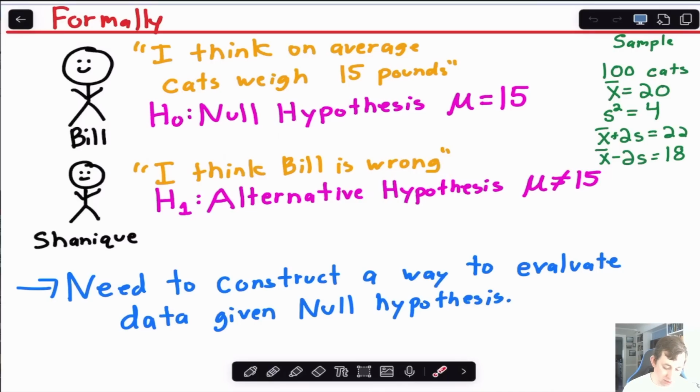Shanique is going to say that she thinks Bill is wrong, and so that's what we're going to call H1 or HA. That's the alternative hypothesis. Here we're saying that mu, or the average weight of cats, is not equal to 15. Again, your alternative hypothesis is going to differ based on the exact type of test you're running. But just for now, saying Bill is wrong, we're saying that the average weight of cats is not 15. And now we need to find a way to use this sample in order to answer the question of whether Bill is right or not.